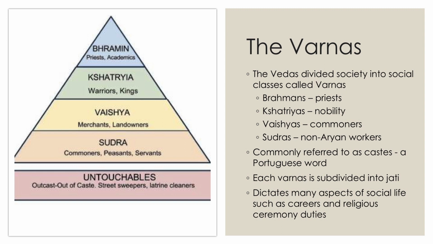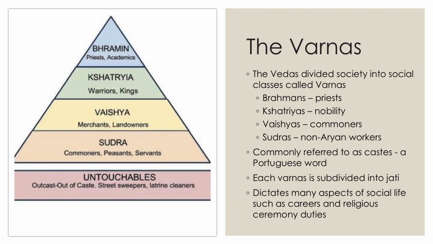These classes are commonly known and referred to as castes, which is based on a Portuguese word when the Portuguese arrived in India. Within each varna, there is a subdivision into multiple other layers known as jati. At the very bottom is a class known as the untouchables. This caste was responsible for completing jobs that were considered unclean, such as street sweepers and undertakers.